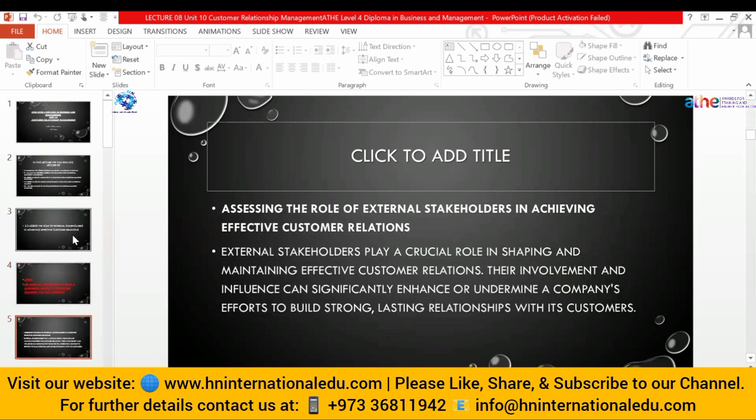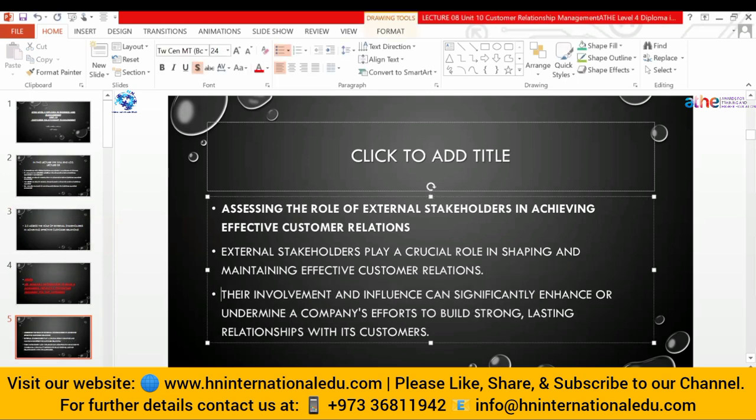External stakeholders play a crucial role in shaping and maintaining effective customer relations. Their involvement and influence can significantly enhance or undermine a company's efforts to build strong, lasting relationships with its customers. Obviously, when the external stakeholders have a good relation with the company by giving them timely cheques, pays, ordinary shares, preference shares, then definitely we are going to maintain a good relationship.